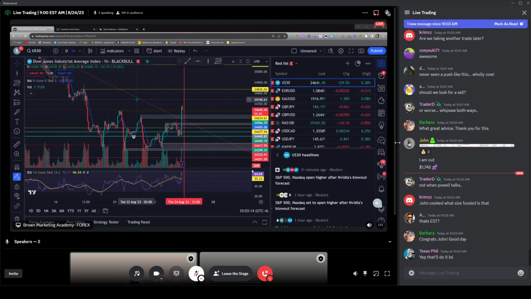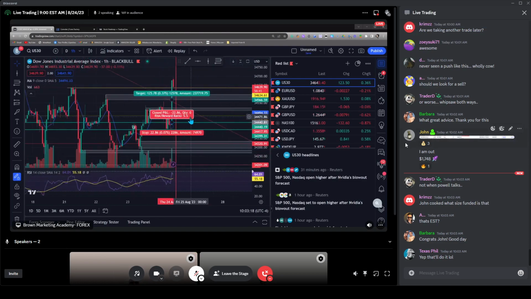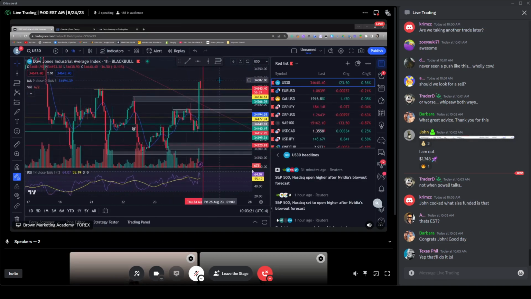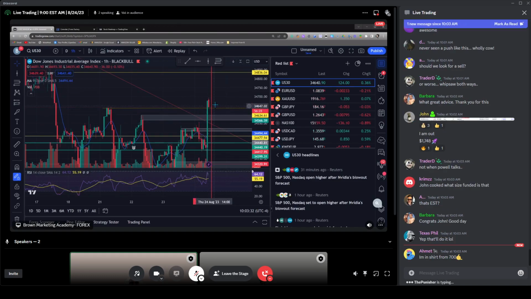I'll send something to everybody. Wow, that 1 hour candle is beautiful, isn't it? Wow. It's probably going to push a little bit more, though. Or maybe this is where it's going to consolidate.